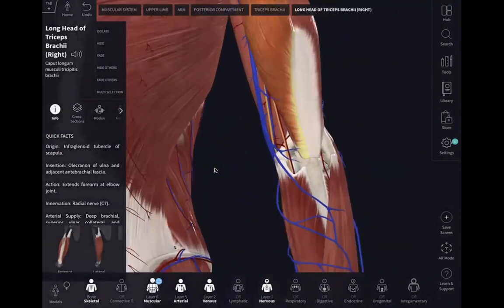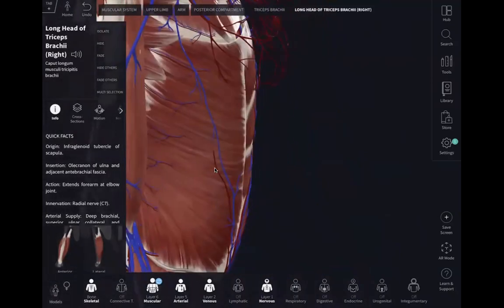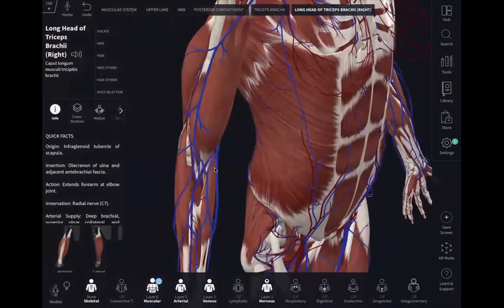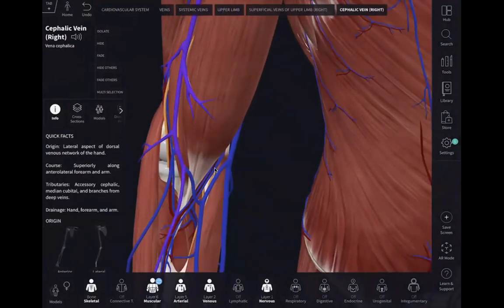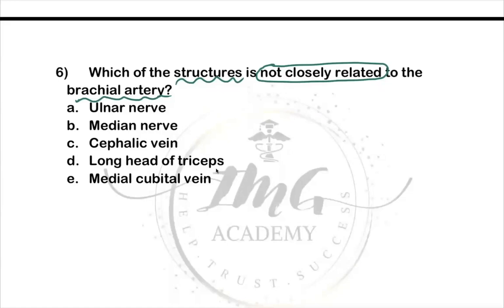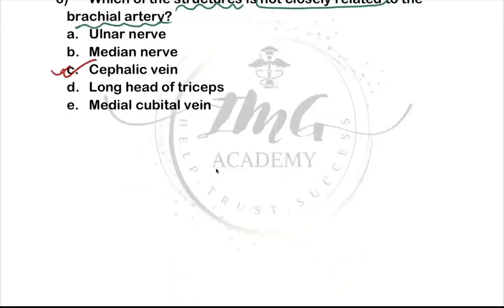So what other options did we have? The cephalic vein, right? Our answer should be the cephalic vein, because the cephalic vein is this one, and it lies on the lateral aspect with respect to the brachial artery, correct, everyone? So what is our answer then? The cephalic vein. All the other structures are closely related with the brachial artery. Clear? Perfect. Okay, let's move on to the next question.